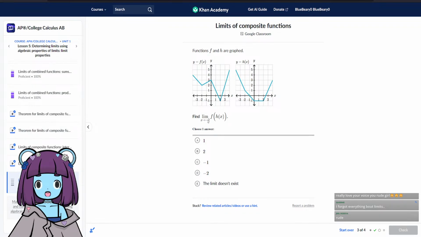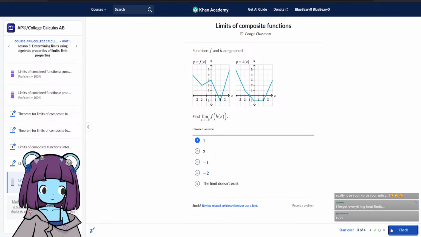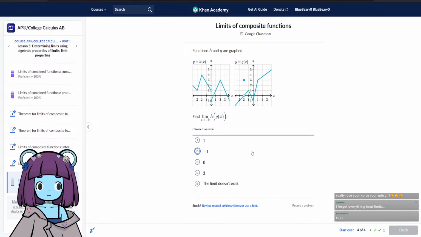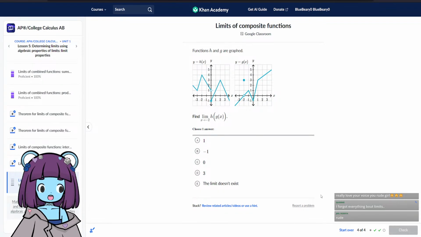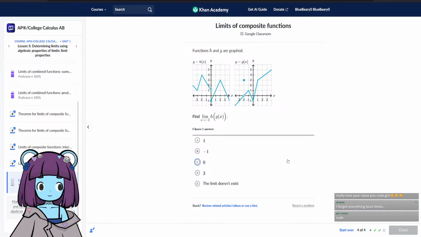So x approaches -2. -2 is right here, so it's 1. Then we go to f of x approaches 1, so that's 1 as well. Yeah, this one's kind of confusing. But I got that one right. So the one that I got wrong, I honestly don't really understand, because I was trying to watch the video. I watched it twice, and I don't really get it.